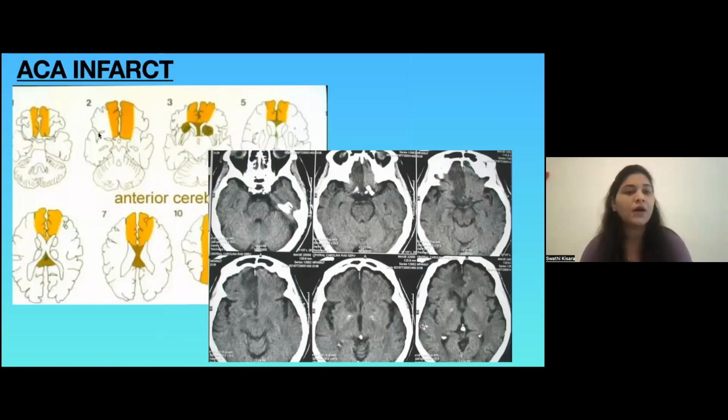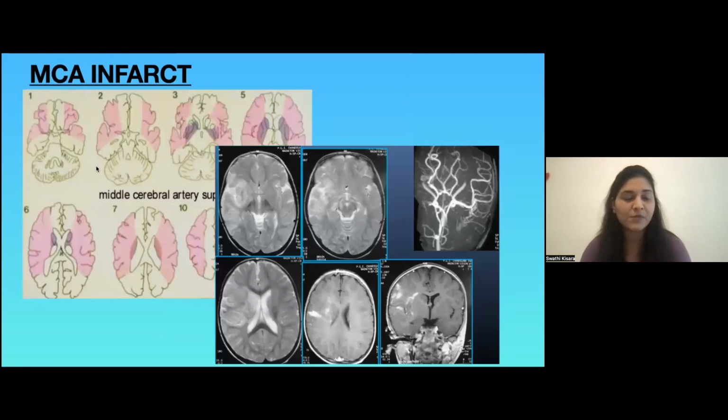In this slide, this is the picture showing the vascular territory of the ACA. These are axial CT images showing infarct, characterized by hypodensity in the right ACA territory. And this is the picture of the MCA, the vascular territory of the middle cerebral artery in the brain. These are axial MRI images showing infarct in the MCA territory. This is an angiogram image showing a flow defect in the branches of the MCA.